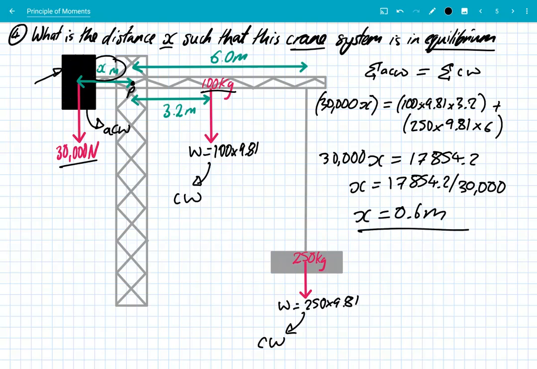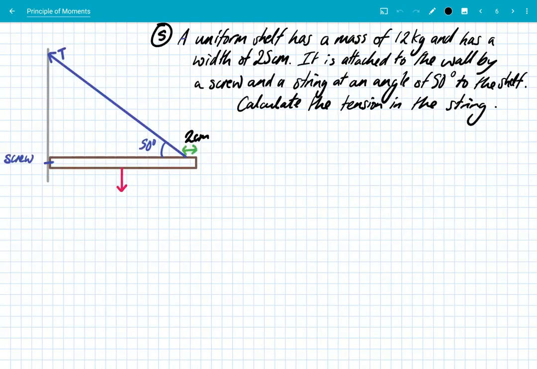So very simple. Every single time you follow the same steps, the same method, and you cannot go wrong. I'm going to keep going through more examples because the more you see, the better prepared you'll be for those in the exam. So question 5, we've got a shelf here. And this is a uniform shelf. This is a really important word, and we'll come back to that in a minute, which has a mass of 12 kilograms. So 12 kilograms here, which means that it has a weight of 12 times 9.81.